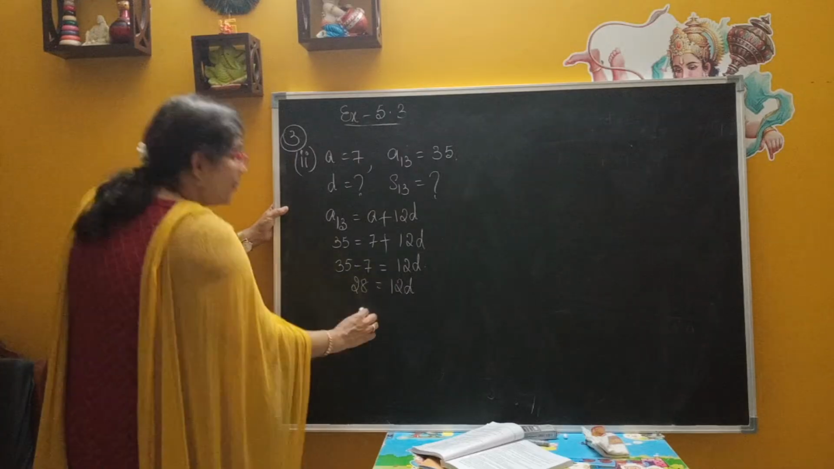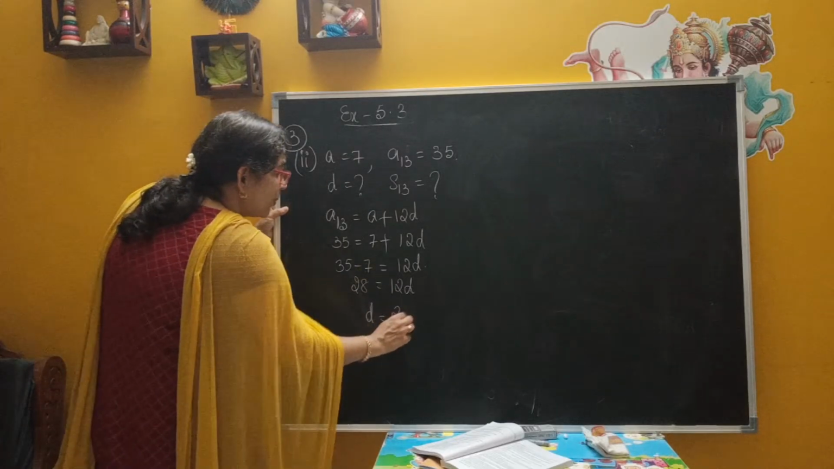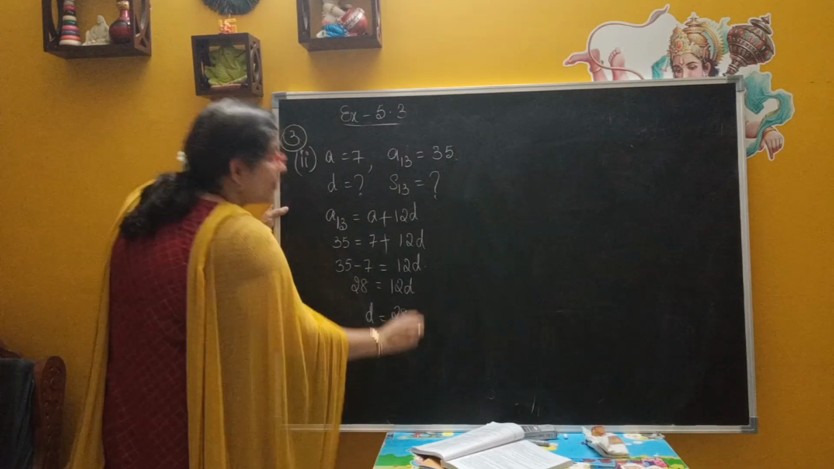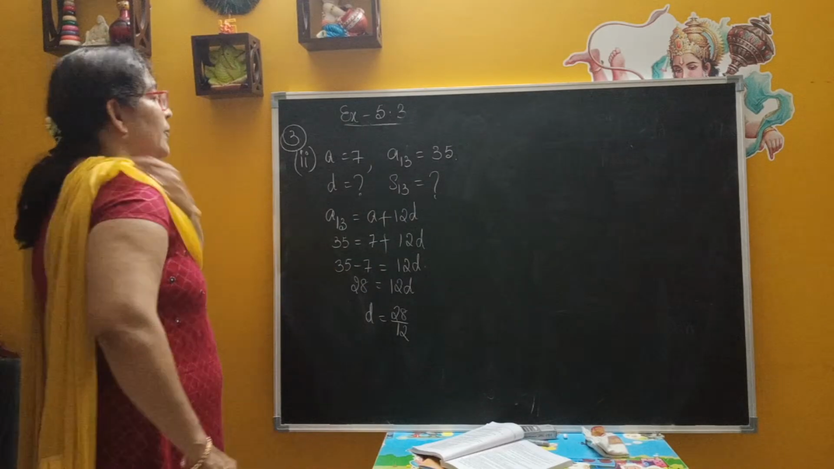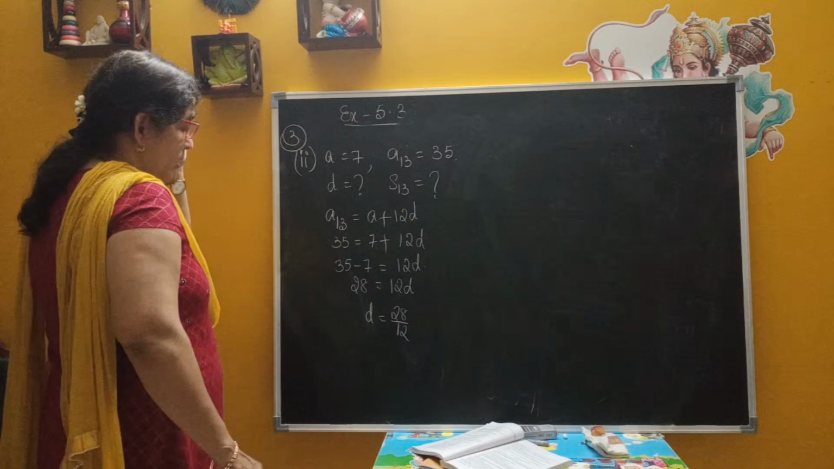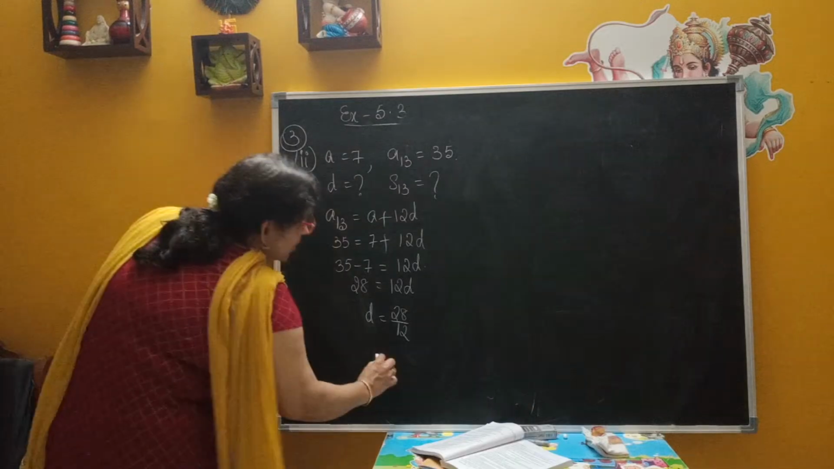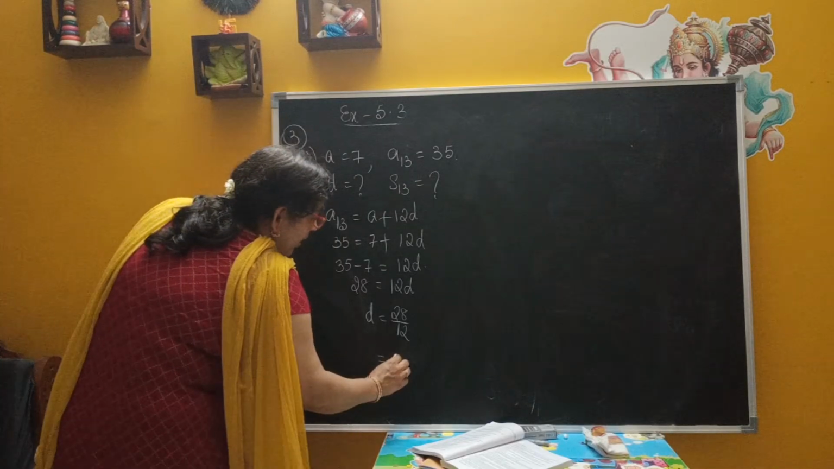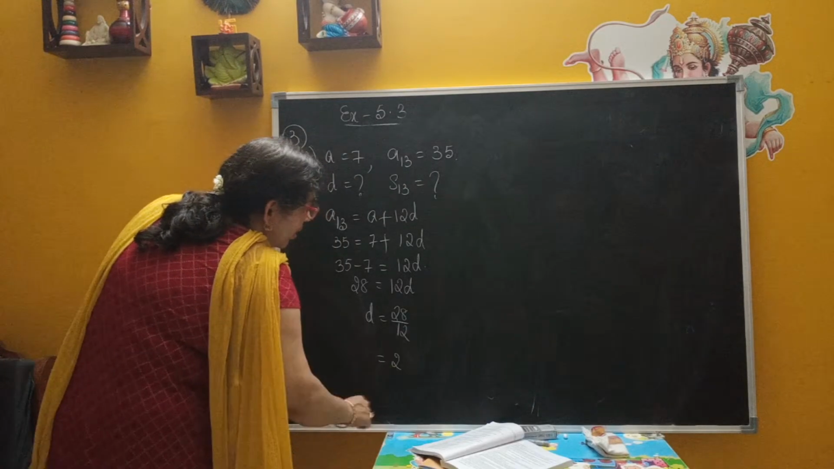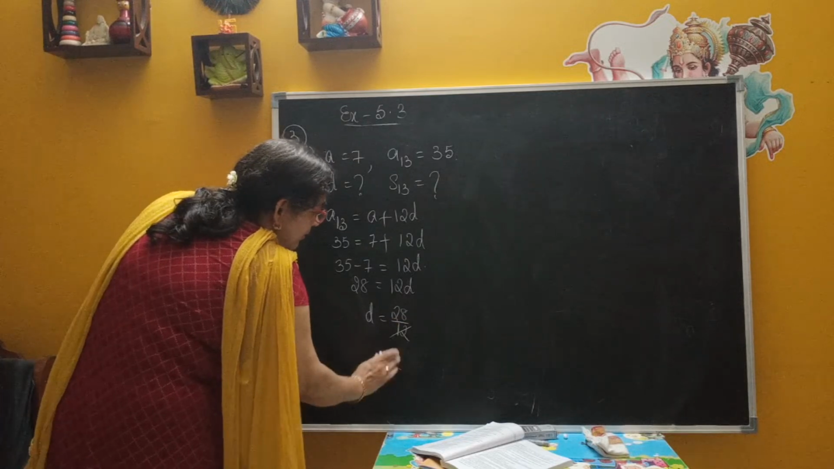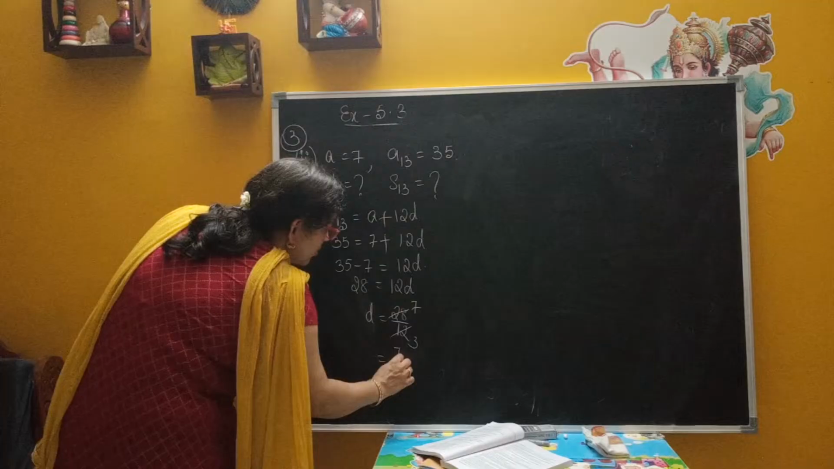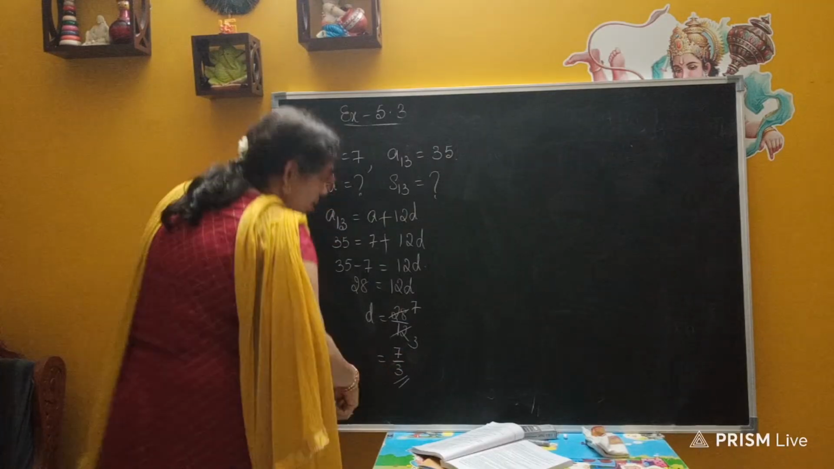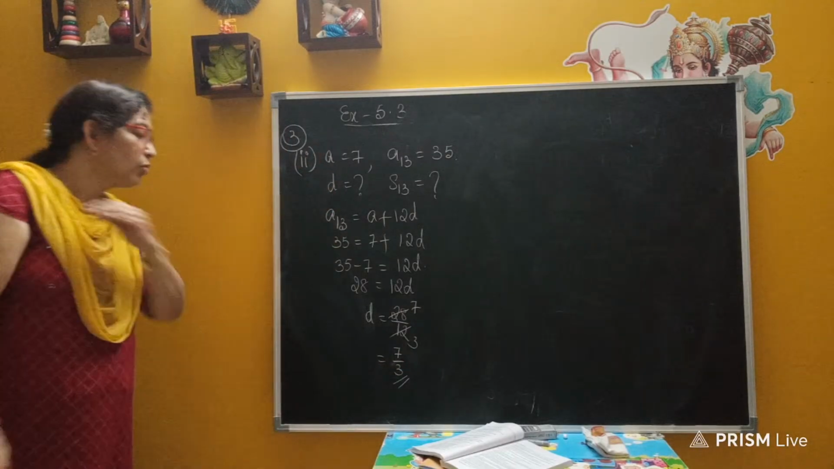Then D is equal to what? 28 by 12. How much do we get? 12 twos are 24. Or here itself you can cancel, it is easy. 4 threes are 12, 4 sevens are 28. So 7 by 3. D value is 7 by 3 or 2 1 by 3.